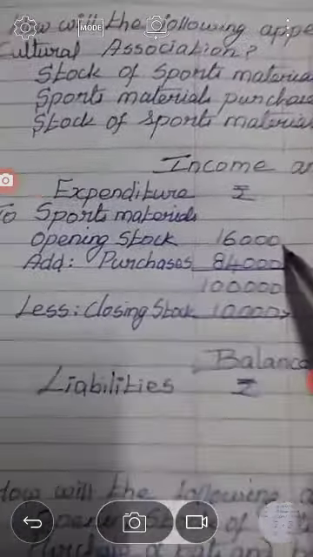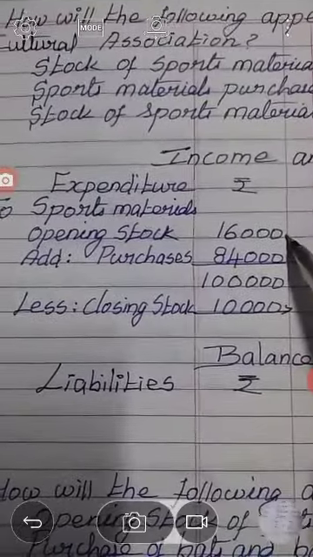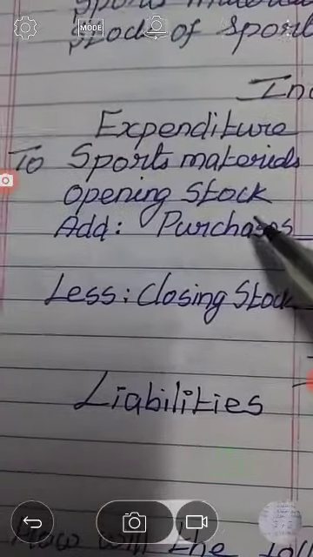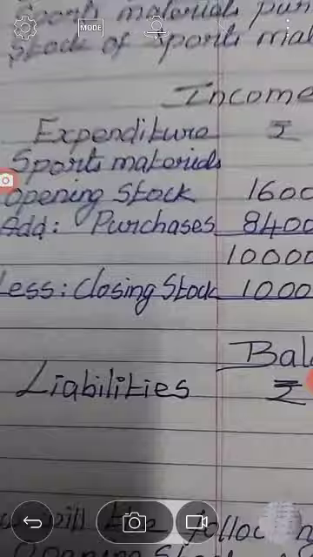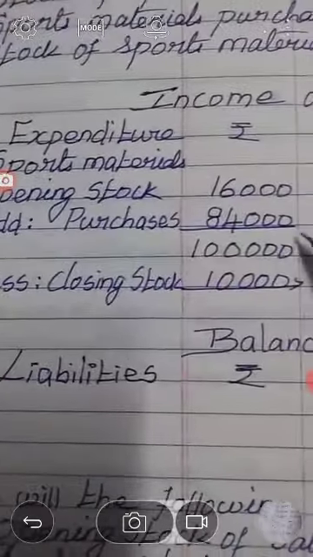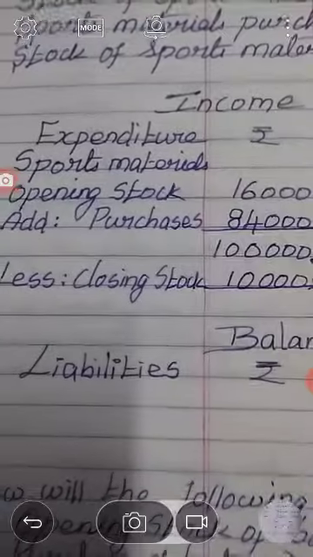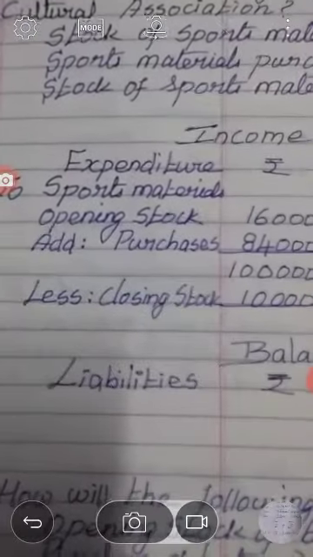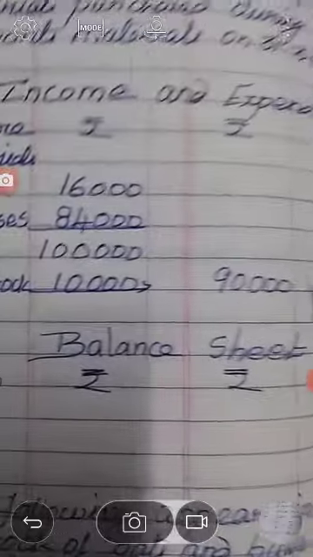So you have to add the purchase during the year. The sports materials purchased during the year is 84,000. So you have to add it on the expenditure side. So, to sports material opening stock 16,000, add purchases 84,000. So total 1 lakh. Then you have to subtract the closing stock of sports materials, the stock on 31/3. This is the closing stock, that is 10,000. So less closing stock 10,000. You have to subtract it. Then in the outer column, 90,000.